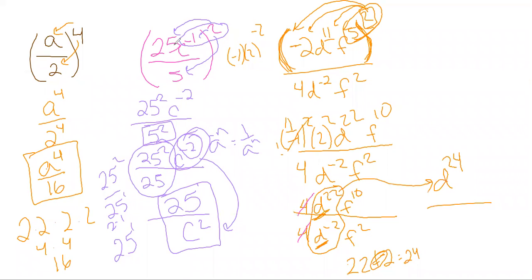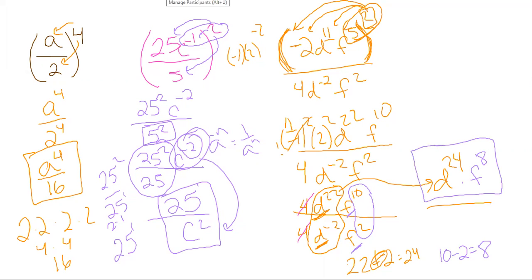I also notice again that I have bases that are the same, so I can go ahead and subtract those. So what is 10 minus 2? Well, that is 8. That's positive. So I'm going to say that is times f to the 8th power. So I have d to the 24th times f to the 8th power. And there we have it. Fully simplified. Hope you understand the power of a quotient property.